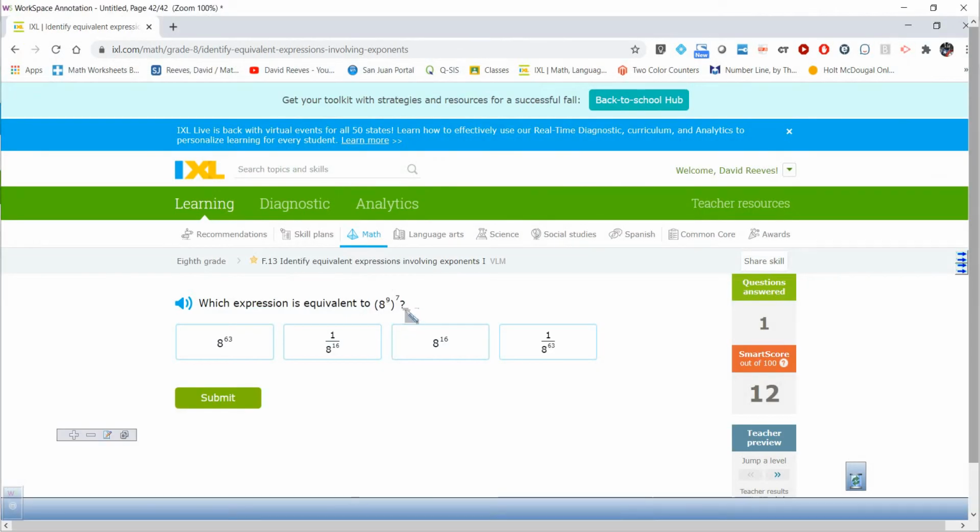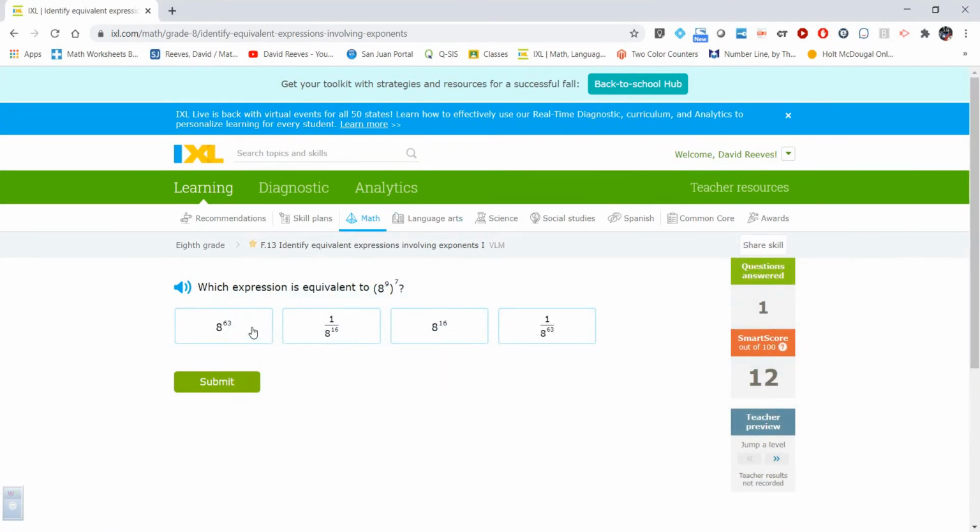Okay, this one right here is raising to a power. And you remember when we raise to a power, we multiply the exponents. So 8 to the 9th power to the 7th power is going to be 8 to the 9 times 7. And 9 times 7 is 63. So I get 8 to the 63rd power, which again, when I look at my choices, I see, wow, there it is. 8 to the 63rd power. Good work for me.